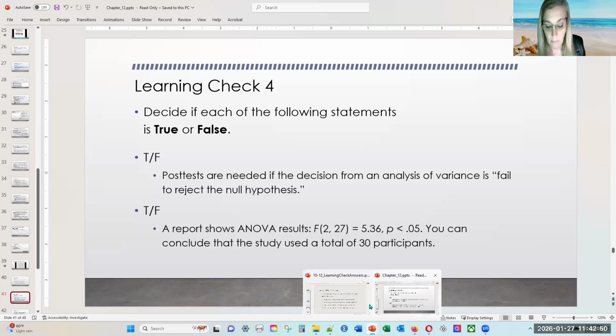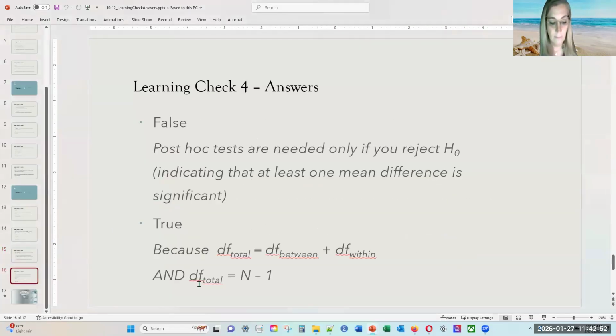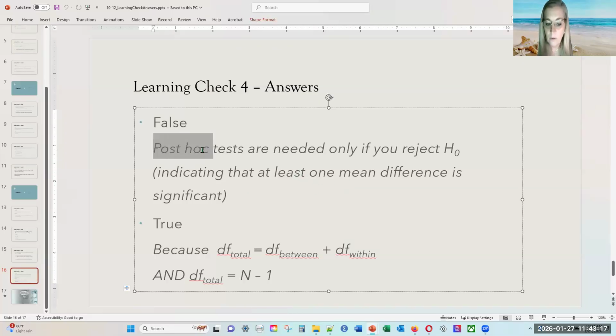All right, let's see. The first one is false. Post hoc tests are needed only if you reject the null hypothesis when you're doing your initial ANOVA F test. Because if there is no significance when you're comparing variance from all of your groups, that's saying there's no difference between the means. So there's no reason to perform post hoc tests.